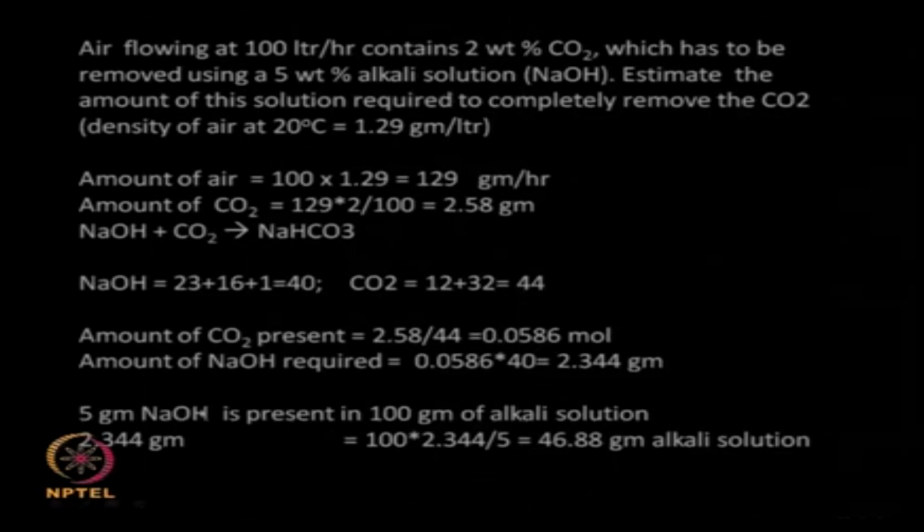So that means 5 grams of sodium hydroxide is present in 100 grams of the solution. Now to remove 2.34 grams, how much of the solution will be required? Simple: 2.34 divided by 5, multiplied by 100, correct? So that will give you 46.8 grams of alkali solution.